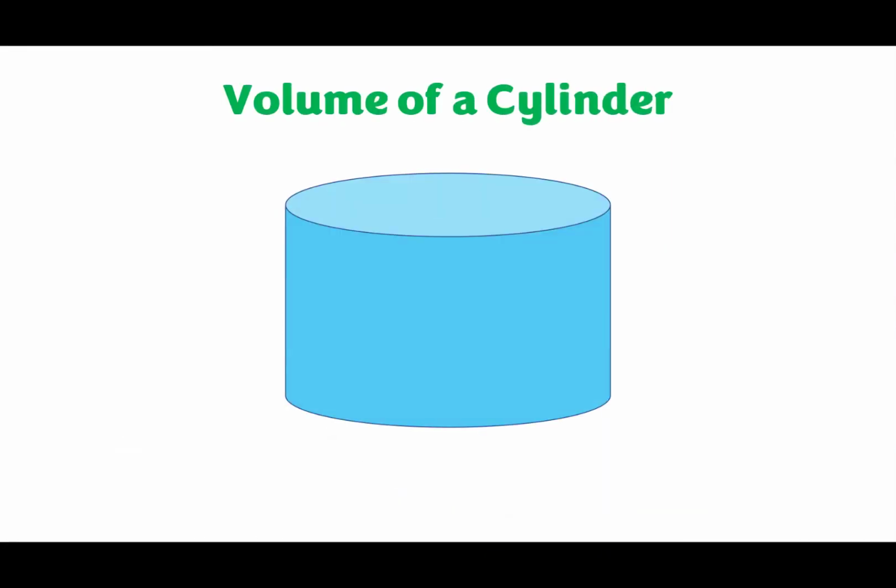Alright, we'll start with a simpler volume. That's the volume of a cylinder. The volume of a cylinder is equal to the cross-sectional area, A, multiplied by the height, H. In this case, since the cross-sectional area is a circular area, the volume of a circular cylinder is pi r squared multiplied by the height.